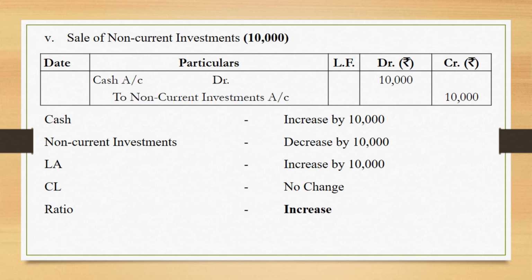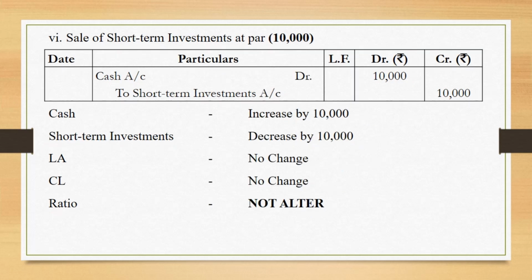Number 5, sale of non-current investments. Again it's a sale, cash received, so the entry is cash account debited to non-current investments account. Cash is a liquid asset, right? We can see that liquid assets increase by 10,000, but non-current investment is a fixed asset. So this particular account will not affect the liquid assets or the current liabilities. Because of cash, liquid assets increase, the numerator increases, and because the numerator increases, the ratio increases.